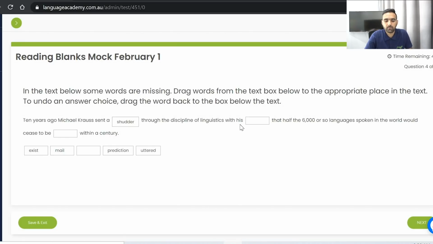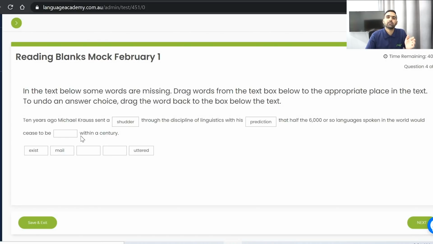Through the discipline of linguistics with his dash that half. Now this person is saying, let's say if I say in the next 20 years, Australia will keep on giving permanent residency. This is a prediction. This is my prediction, right? So this person is conveying a message in a negative context that within the next century, half of the languages which are spoken to the present date will not be spoken. So these are his predictions that half of the 6,000 or so languages spoken in the world would cease to be.